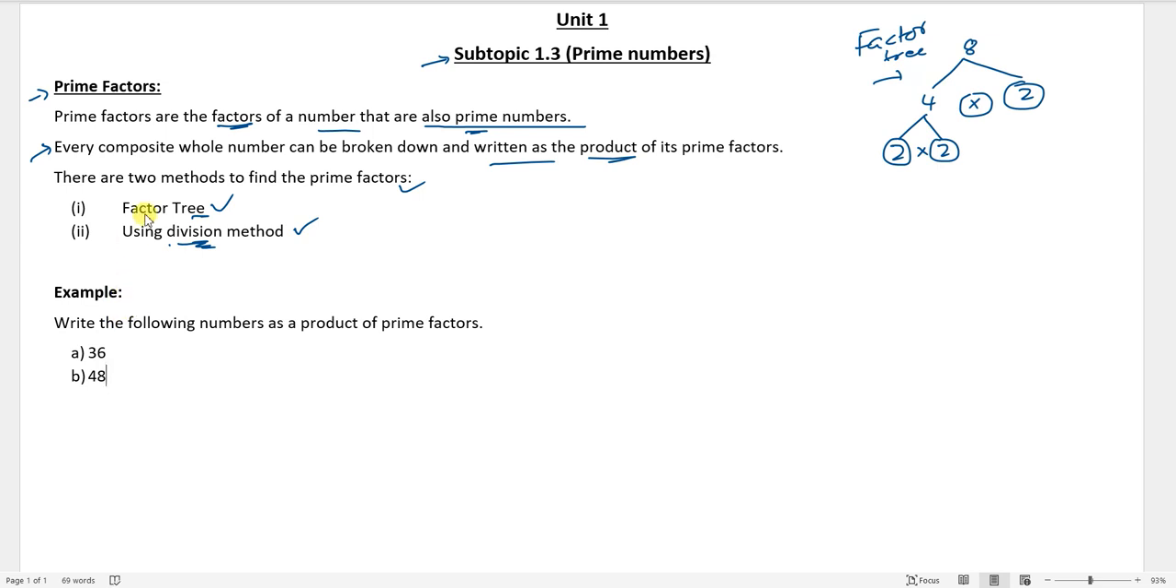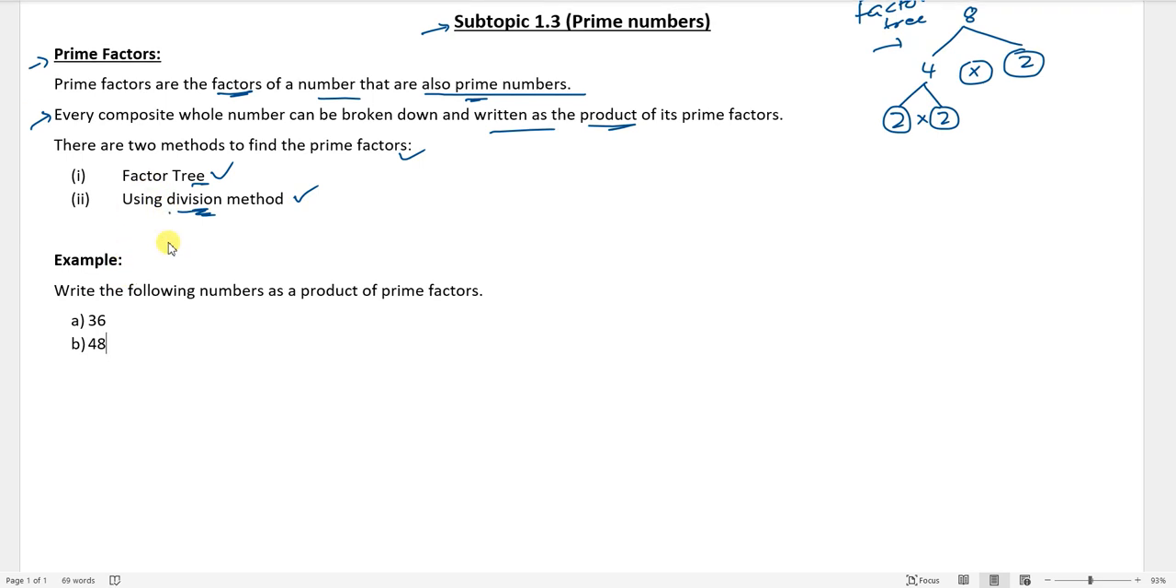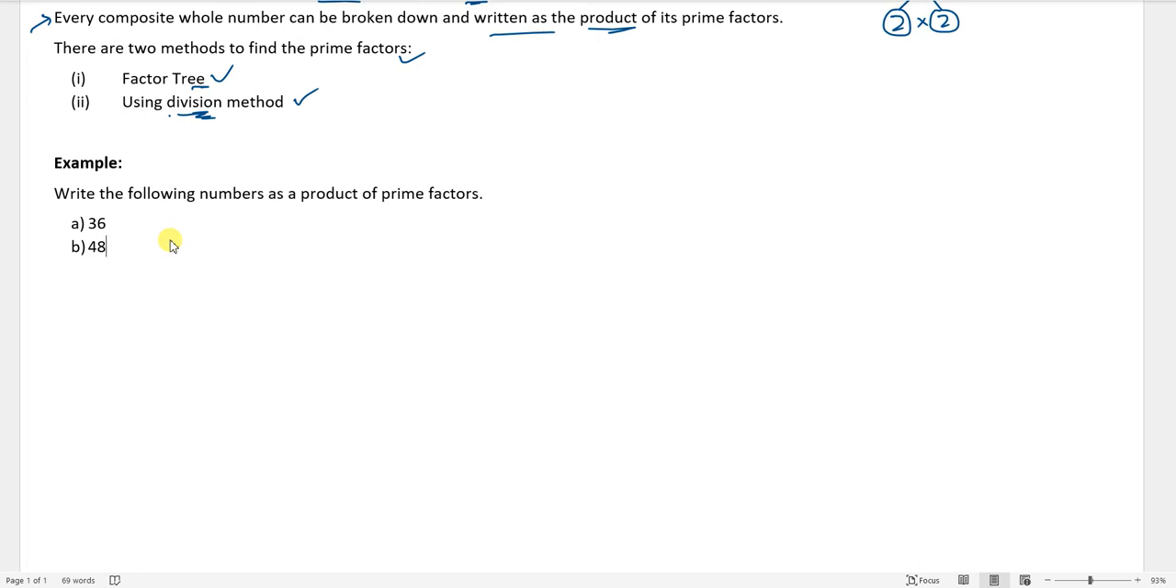Okay, let's solve a question. I'm going to solve the first part of the question using factor tree, and the second part of the question using division method. Okay, let's begin. 36.